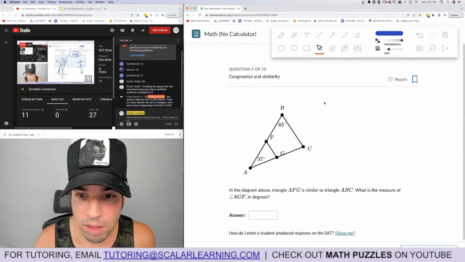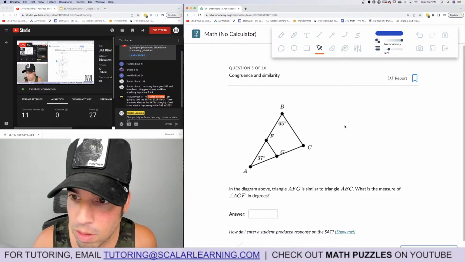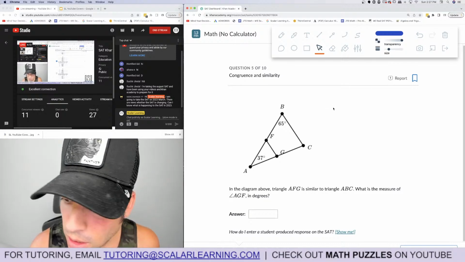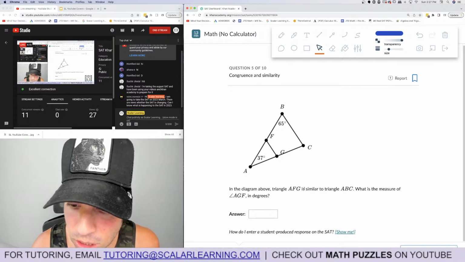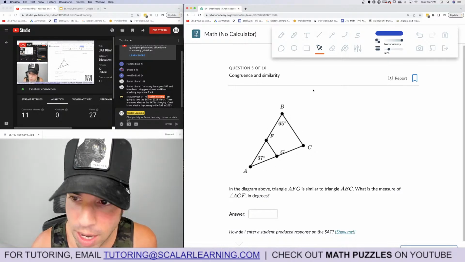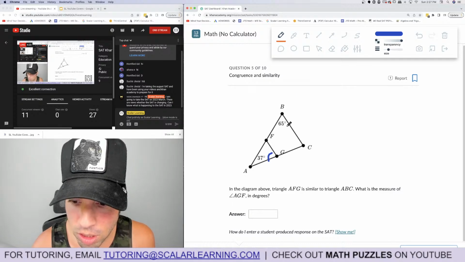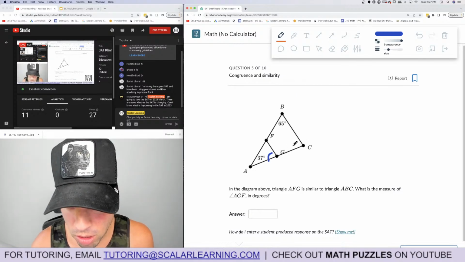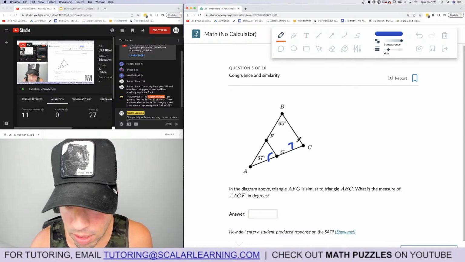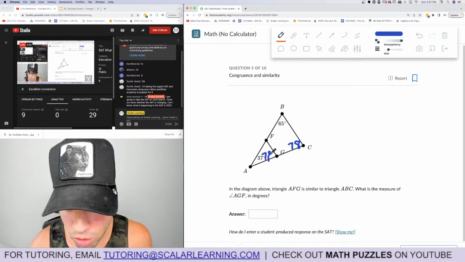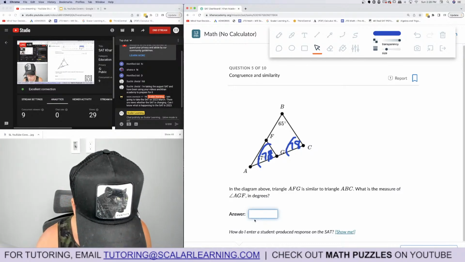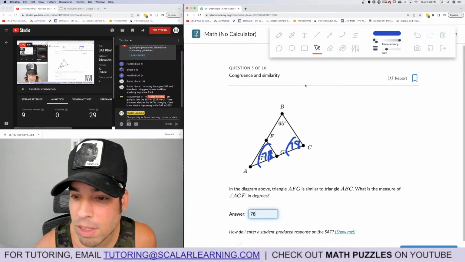5. Okay, congruence and similarity. In the diagram above, triangle AFG is similar to ABC, big, little. What is the measure of AGF? So we're trying to find this measure here. That's 65, that's 37 using the triangle sum theorem. Everything adds up to 180. That is 90, 102, so this is 78. That means this is also 78 because they're corresponding angles. So 78 is the winner. AGF, yes, 78. Boom, done.